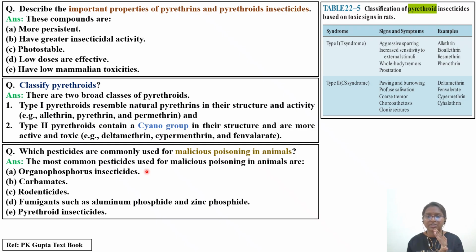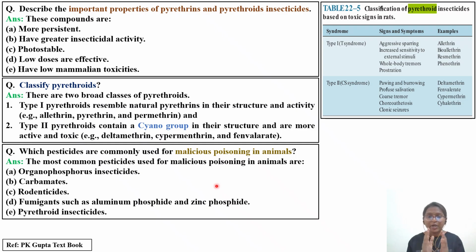Organophosphorus insecticides. You have to remember all the examples, the mechanism, how they inhibit cholinergic transmission. Carbamates also. You have to remember about aging, NTE, as well as OPIDN, that is organophosphate induced delayed neuropathy. Okay, then rodenticides. You should remember examples: warfarin, anticoagulant drugs acting as rodenticide. Then you have to remember fumigants such as aluminium phosphide and zinc phosphide.